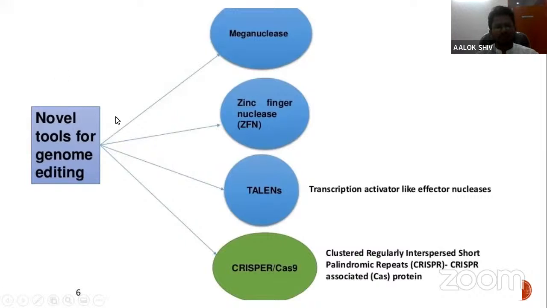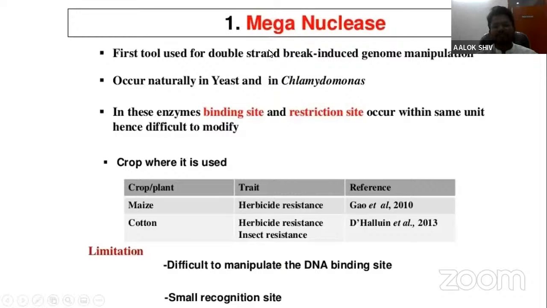So if we look at the different mechanisms of the tools for genome editing, the first one is meganucleases, next is zinc finger nucleases, next is TALEN, and last is CRISPR-Cas9. So the first one is meganucleases. This was the first tool, or we can say the starting of genome editing was done with meganucleases.